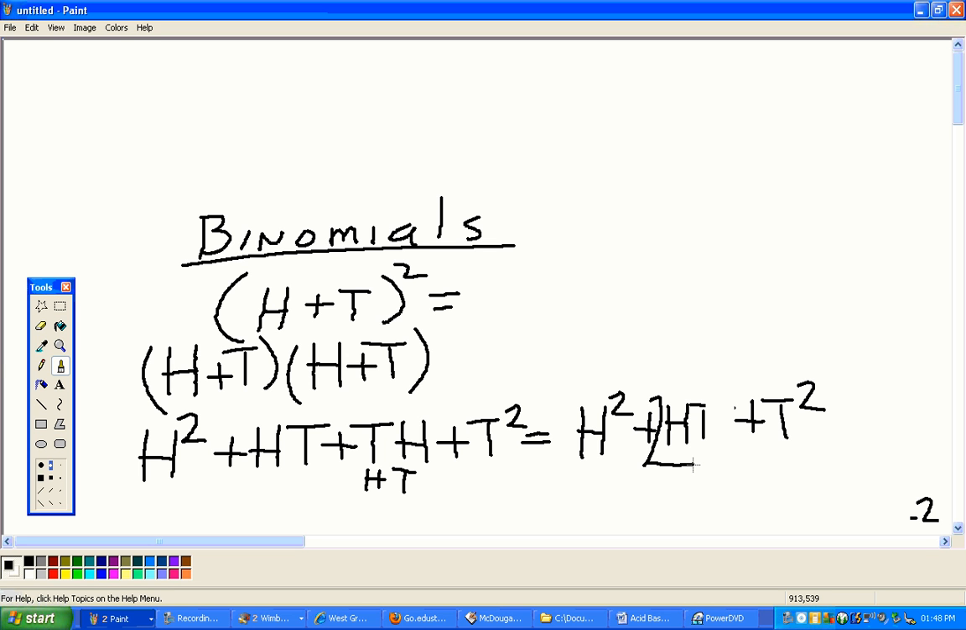So what this means is that there's only one way that you could get two heads in a row, which would be flip a head and flip another head. This would mean that there's two ways that you can get heads and tails: a head followed by a tail, or a tail followed by a head. This would be that there's only one way that you can get two tails in a row. It would have to be tails and tails. Does that make sense to you so far?